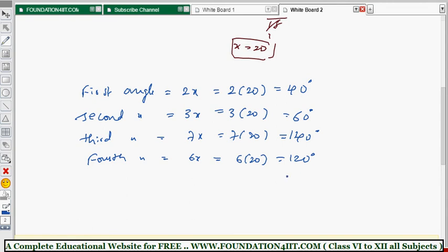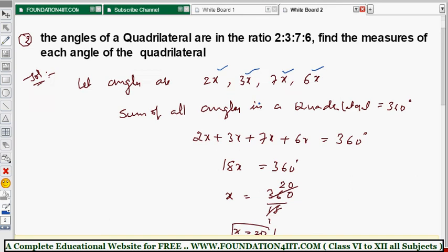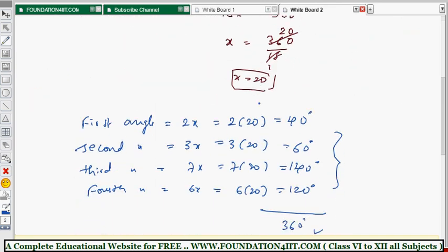And for verification you can do this. If you add all these, you will get 360 degrees again. This is only for verification. And let me show one more. This is about ratio, where a ratio type of question is given. We can solve it using the same property.